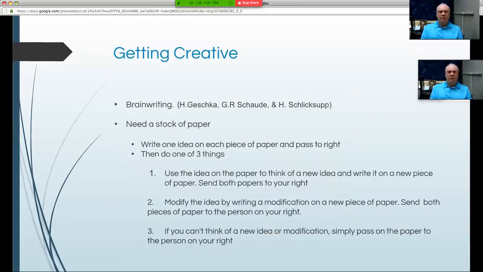Here are some techniques for getting creative. One is called brainwriting. What happens here is you need a stock of paper. You write one idea on each piece of paper and pass it to the right in your group. Then do one of three things. The person who receives the idea either uses the idea on the paper to think of a new idea and writes it on a new piece of paper and sends both papers to the right. Secondly, modify the idea by writing a modification on a new piece of paper and send both pieces of paper to the person on your right. Or third, if you can't think of a new idea or modification, simply pass on the paper to the person on your right.